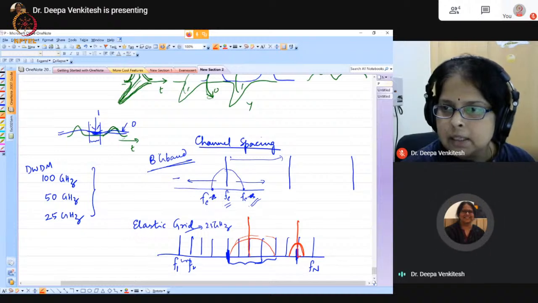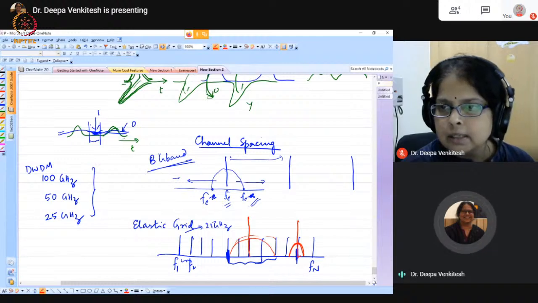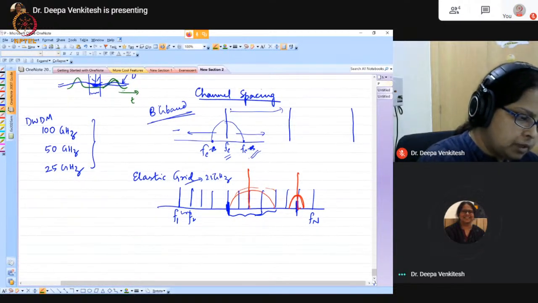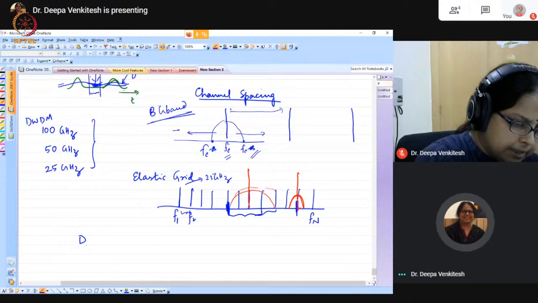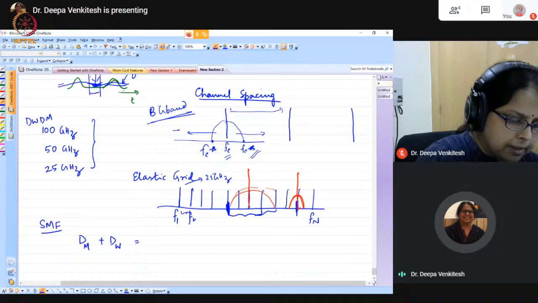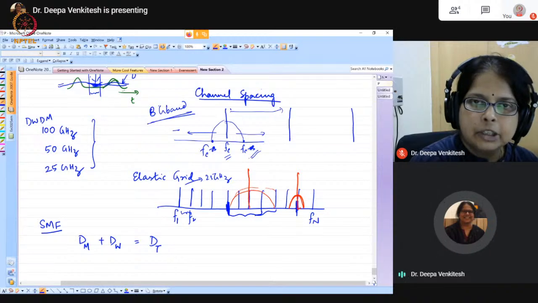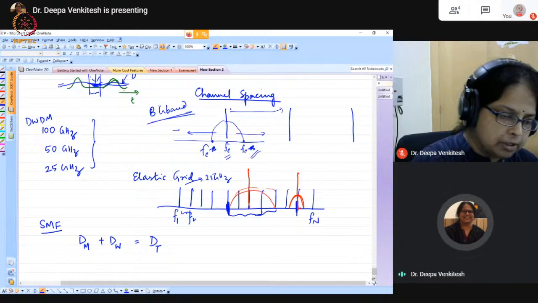The next question is from ANR, on accumulated dispersion and total dispersion. Whenever we talk about dispersion, we know that we have material dispersion and waveguide dispersion, and I'm talking about single mode fibers, right? The sum of the material dispersion and the waveguide dispersion is your total dispersion.